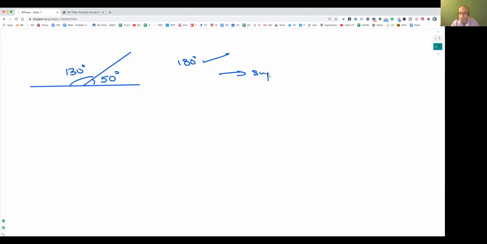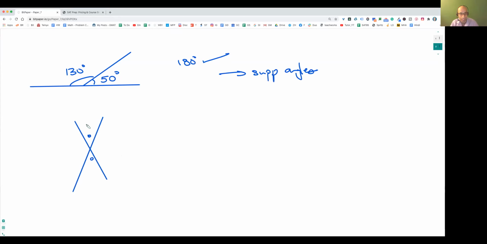These angles are called supplementary angles. Now, let's take a look at another set of angles over here. These angles are called vertically opposite. In other words, this angle here is the same as this. You've got two lines crossing, almost like a scissor. These two angles are the same.